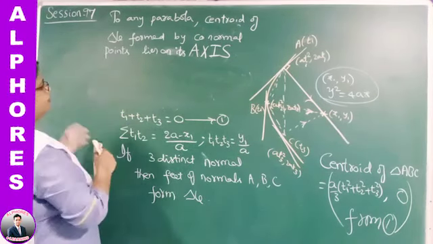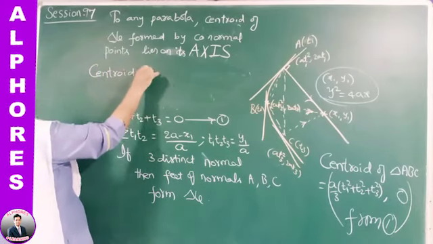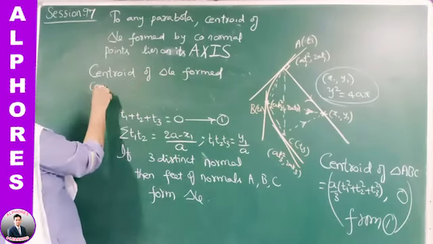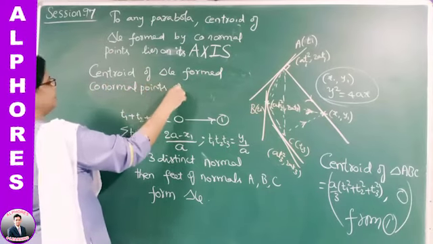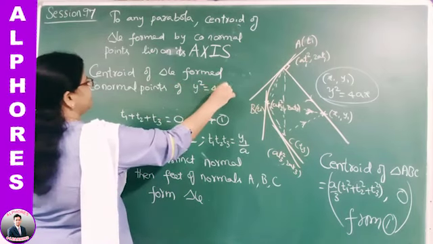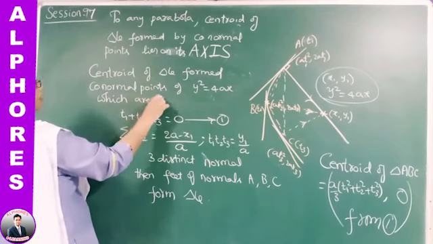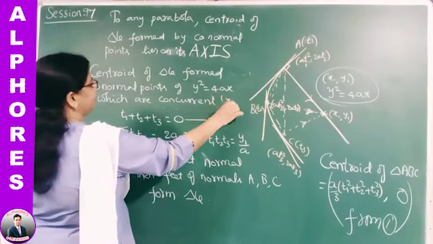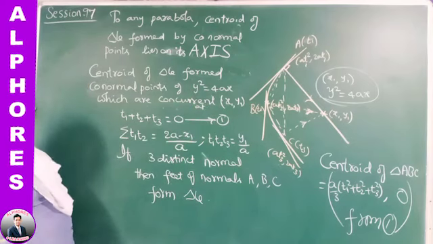Now what is our question here? What is the centroid of the triangle formed by co-normal points of the parabola y square equal to 4ax, which are concurrent at the point x1 comma y1? Suppose this is the only data given. Then how to find the abscissa value?